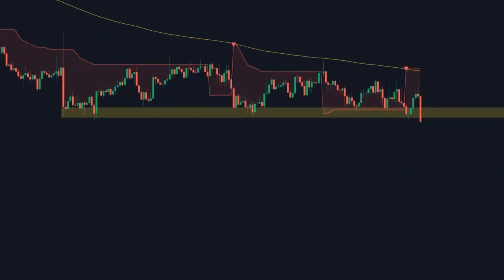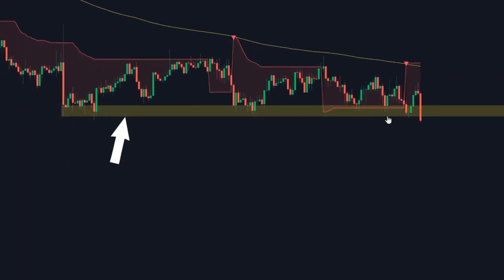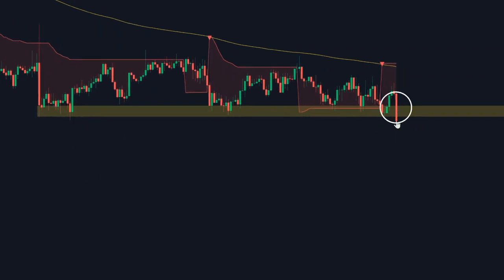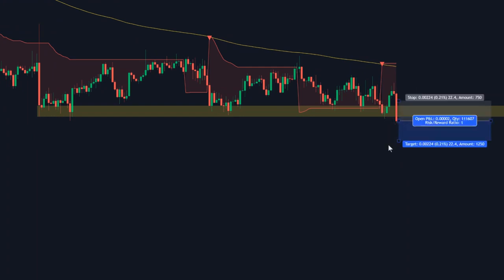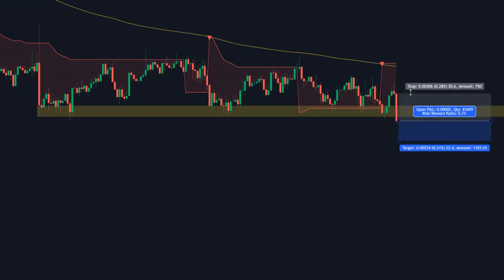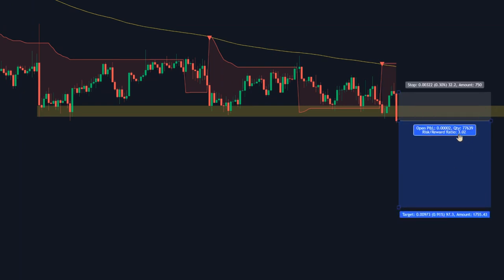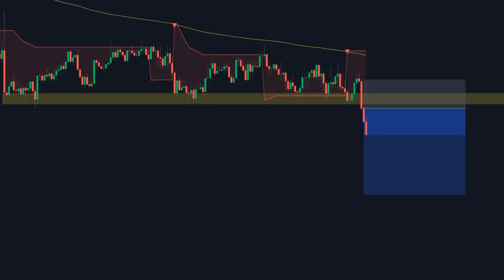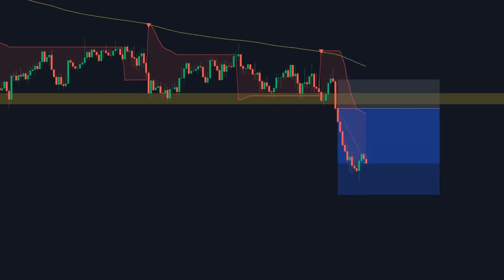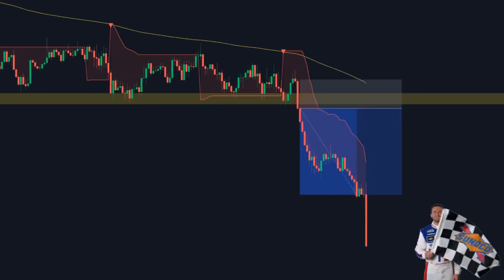As we can see, the price broke and closed below this support level, which means all our entry conditions are met right here. We enter a short trade here, set the stop loss somewhere above this support level, and for the take profit, we're gonna set it at 3 times the risk. Letting this trade run, and it hits take profit.